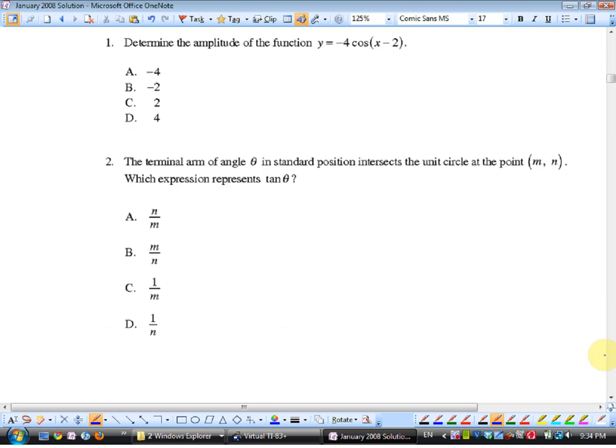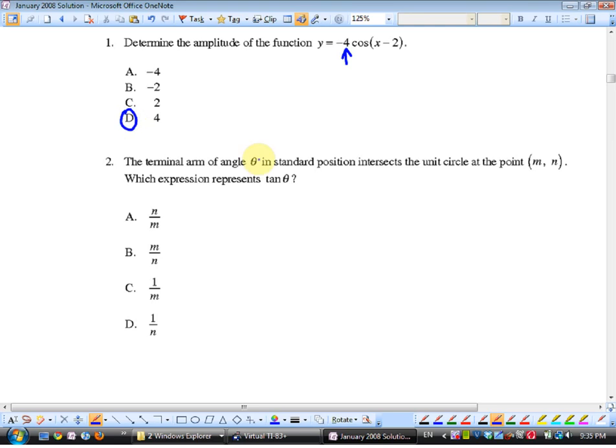So we're on the non-calculator section. Number one, determine the amplitude of the function. Amplitude, right there. Amplitude is always positive. Amplitude is 4. Remember, originally the amplitude of cosine and of sine is 1. The amplitude of tangent is undefined because tangent has a range of all reals. And secant, cosecant, and cotangent you can figure out by looking at their reciprocals: sine, cosine, and tangent.